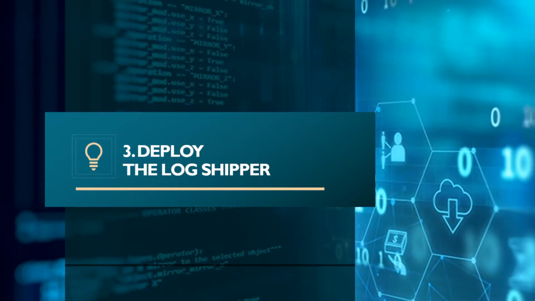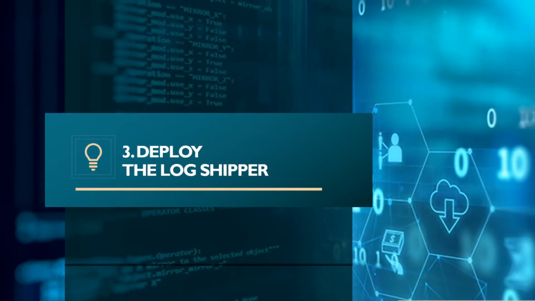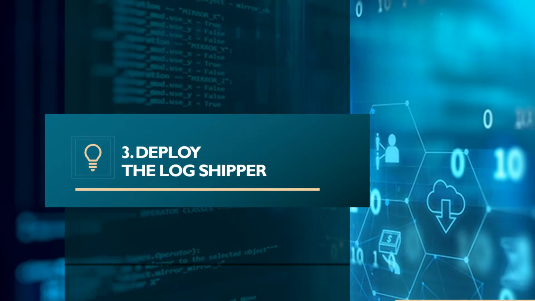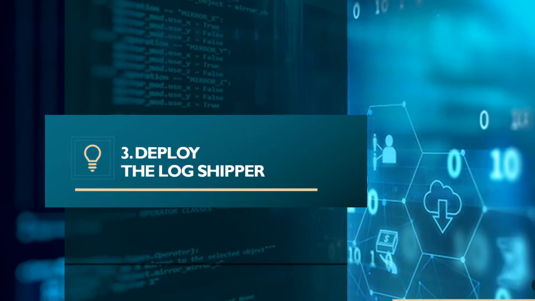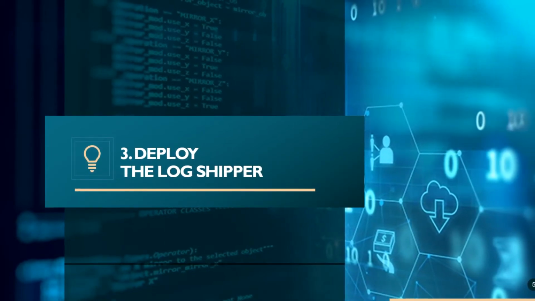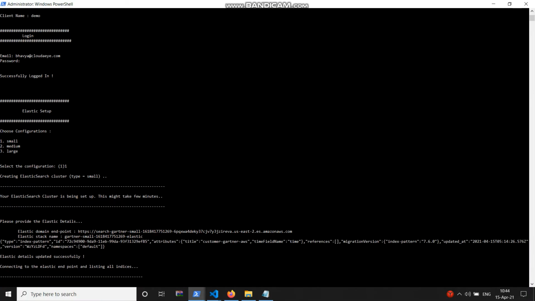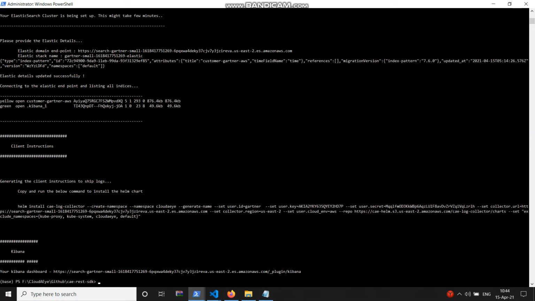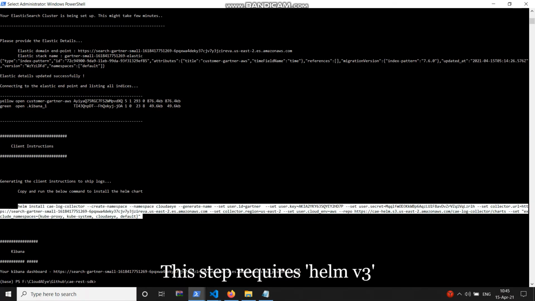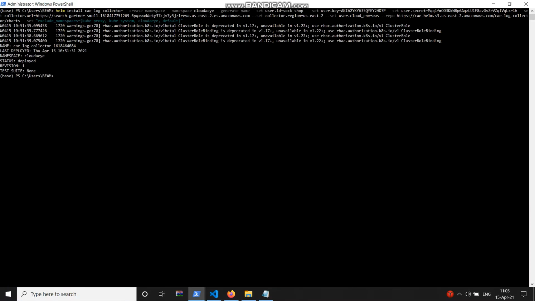Once the Elasticsearch cluster is ready, our next and final step is to deploy a log shipper onto the Kubernetes cluster and stream logs from Kubernetes to the Elasticsearch endpoint. A Helm chart instruction set is generated for deploying the log shipper onto Kubernetes. Copy the Helm command and run it on a separate terminal. That's it. Now your Elastic should start receiving the logs from the Kubernetes cluster.